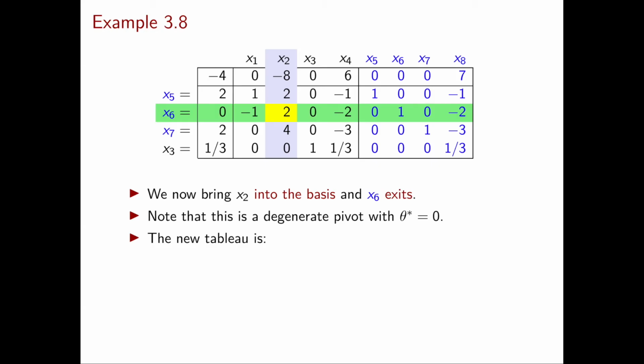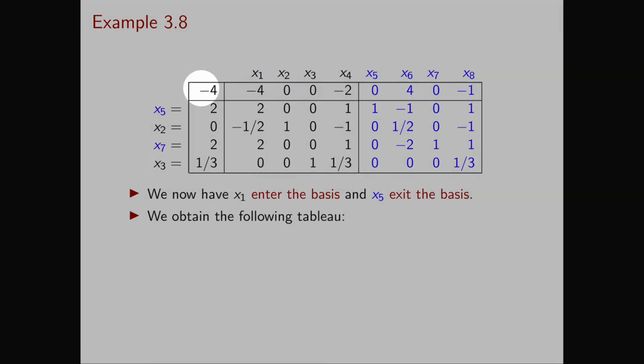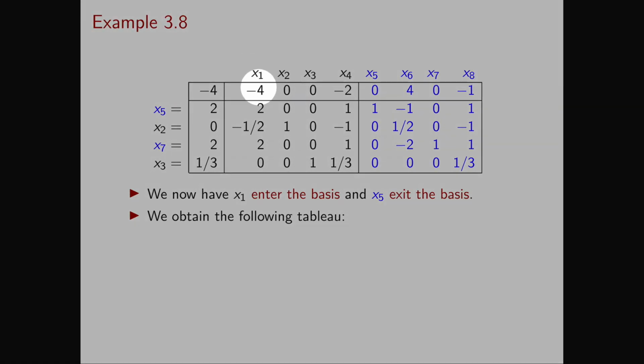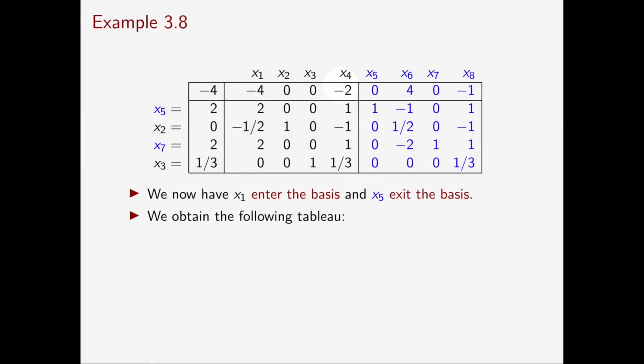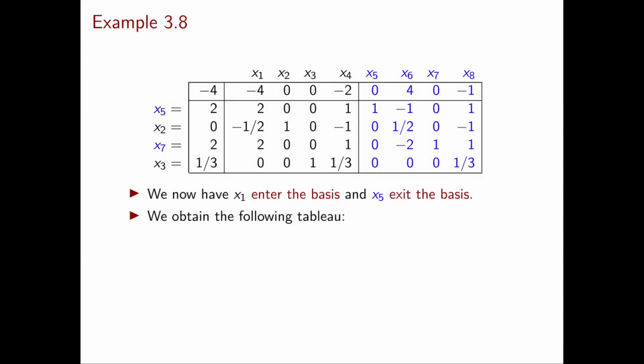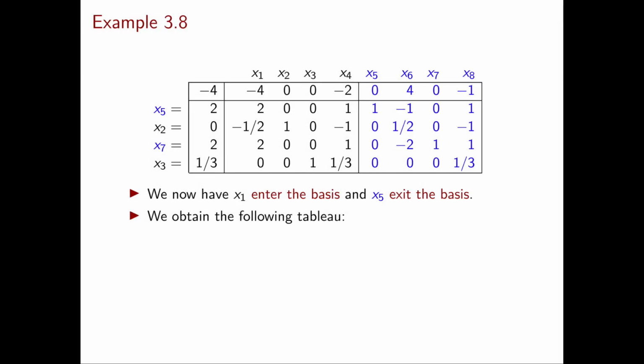If you perform the correct elementary row operations, you will end up with this tableau. The pivot was degenerate, and so the cost is again 4. But again, I have 2 negative reduced costs. I have minus 4 and minus 2. I break the tie by having x1 enter the basis. The positive entries in the pivot column are 2 and 2. And the ratios are 1 and 1. Again, I have a tie, and I choose x5 to leave the basis.